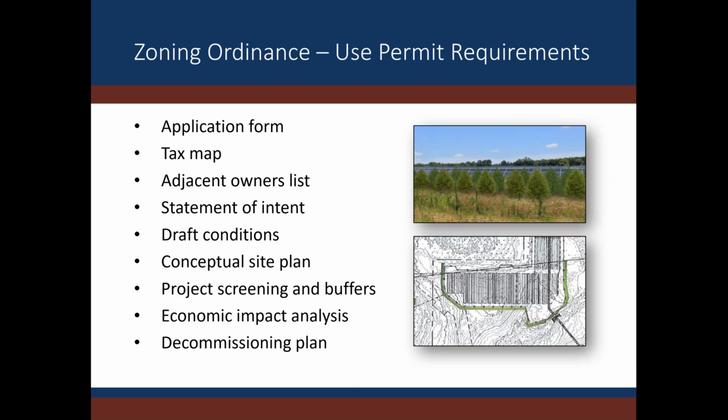The conditional use application should include all of the items you required in your zoning ordinance. We've already talked about many of these, so I won't go through all of that again, but the zoning ordinance should require the appropriate application forms, the tax map information for the project, as well as adjacent owners list, a statement of intent, and draft conditions. But keep in mind that each project is unique.